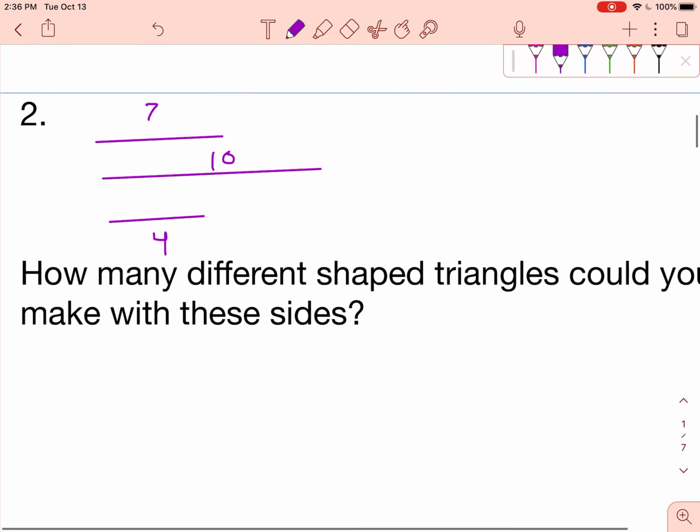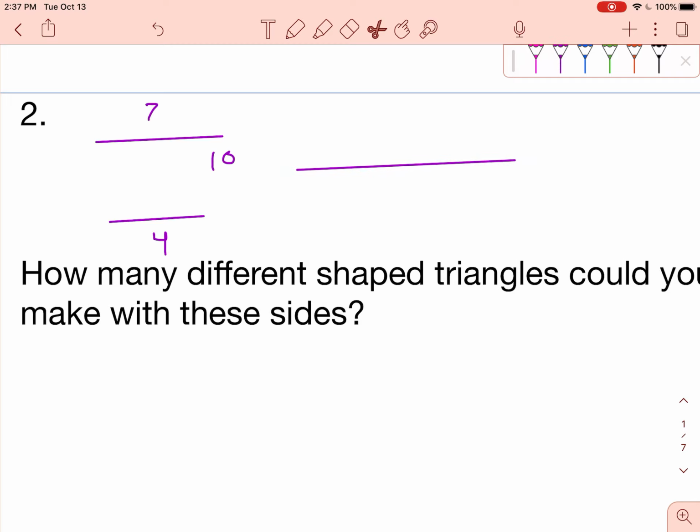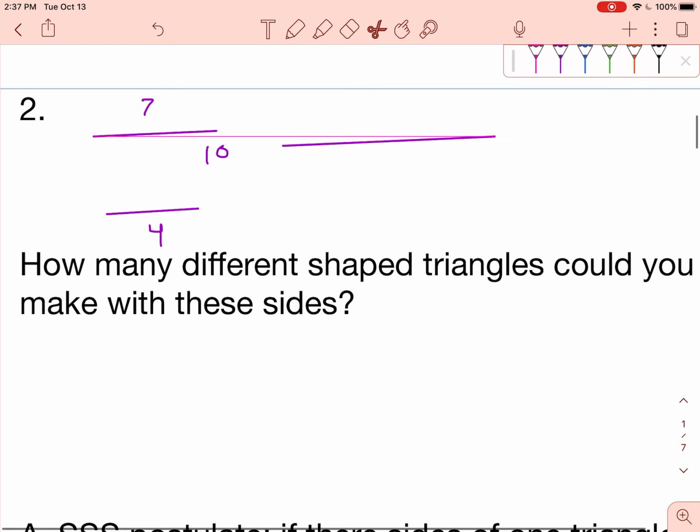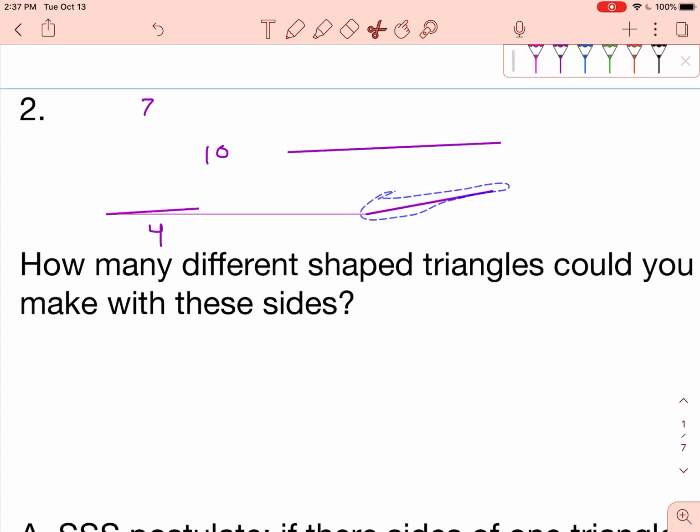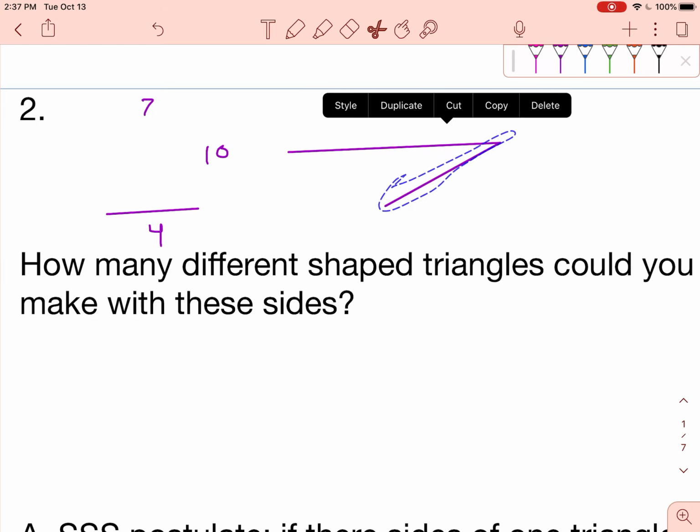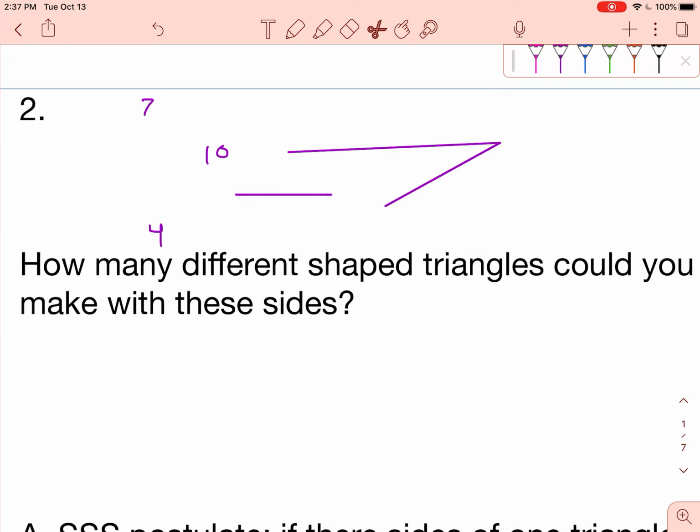Okay, so let's say I gave you these 3 pieces of spaghetti and I asked you to make a triangle with these, right? You can actually take this and rotate it. I'll take this one over here. That's 10, this one's 7, we're just pretending. I'm trying to keep it the same size. Here's the 10, here's the 7, and here's the 4. There is only one triangle that you're able to make with these sides.